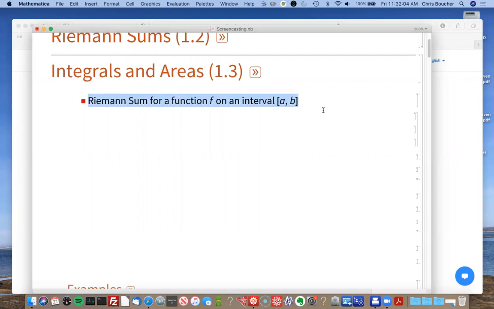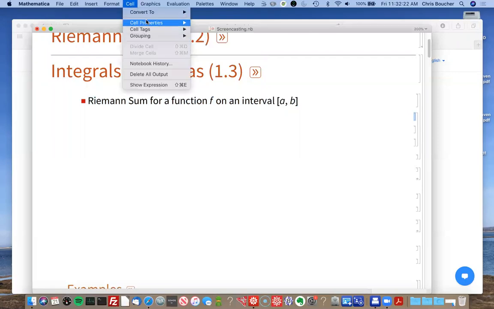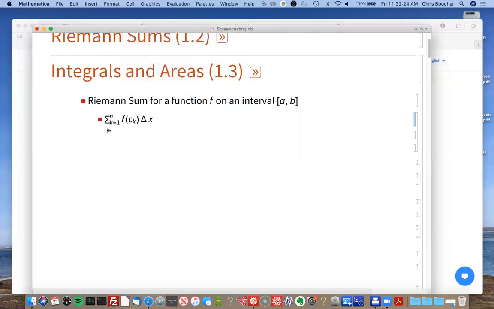We built this thing called a Riemann sum for a function f on an interval [a, b]. And there's more than one Riemann sum. You have some choices you can make, right? You can choose whether to use right endpoints or left endpoints as the evaluation points, or something else for that matter. You can also choose how many rectangles you use in your approximation.